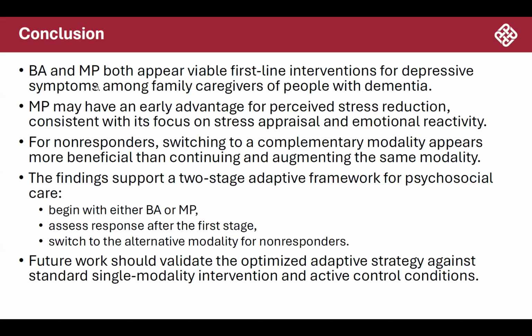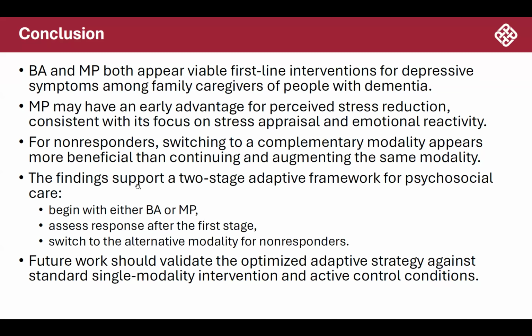because of the moderate effect size in family caregivers. Even though they are very effective, we still find some non-responders in the interventions. And we also found that MP, the mindfulness practice, has an early advantage for perceived stress reduction. That means in our algorithm, if the family caregivers have a high level of stress and also a high level of depression, they may prefer the mindfulness practice compared with BA. And we found that for non-responders, switching to the complementary modality, that means switching their intervention, may be more beneficial than continuing and augmenting the same modality.